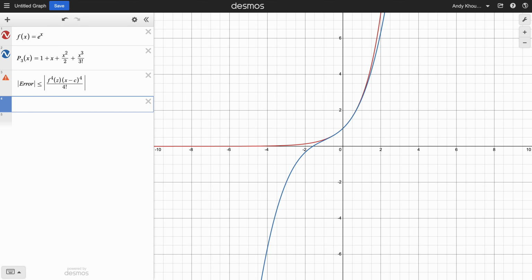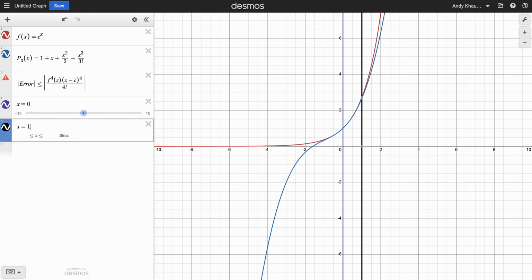Now, the reason why I particularly picked e to the x is because it's easy for us to take the derivative 4 times, because the derivative of e to the x, no matter what happens, is just e to the x. And remember that whenever we are trying to find the maximum derivative, we are essentially looking at the center, and we are looking at the x value that we are trying to approximate. In this case, from 0 to 1, if I were to look at that in terms of my function here, you'll obviously see that my maximum derivative is going to be at e to the 1.